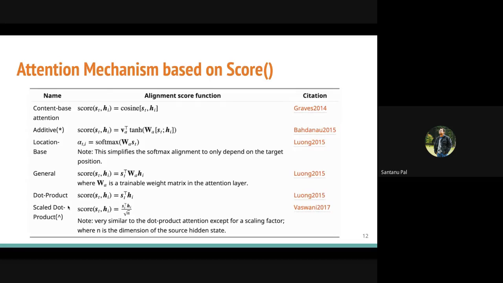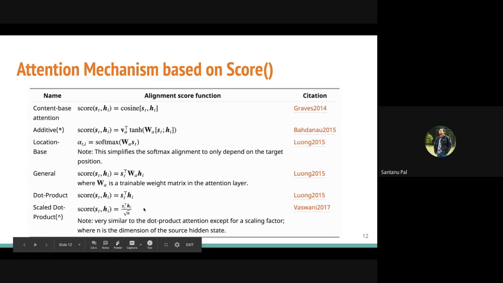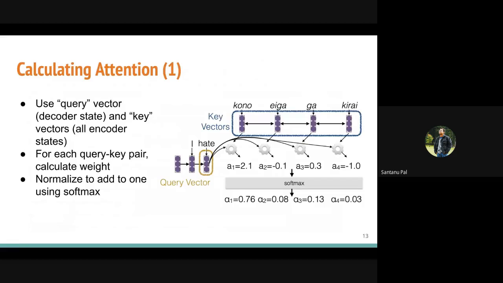And this dot product is further used in Vaswani's transformer attention model, Attention Is All You Need. It is a very famous paper now, and it uses the same dot product attention, but it is scaled by the dimension of the hidden state. So for now, maybe that was okay.